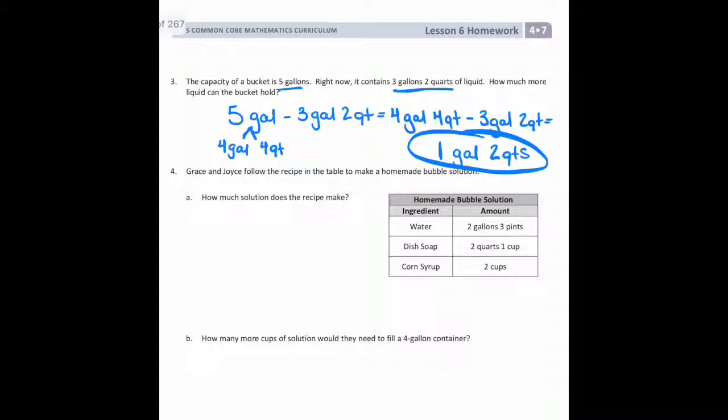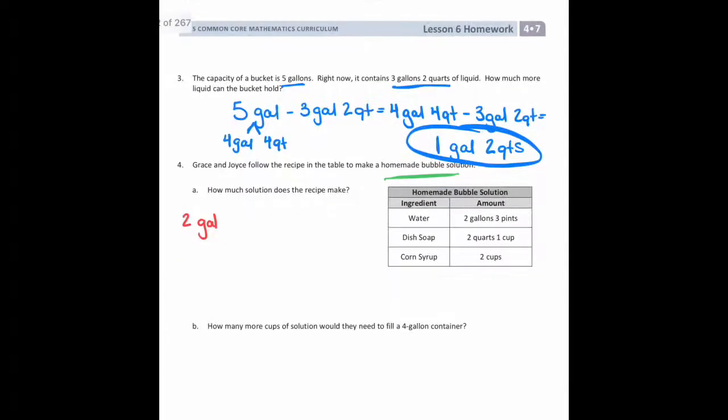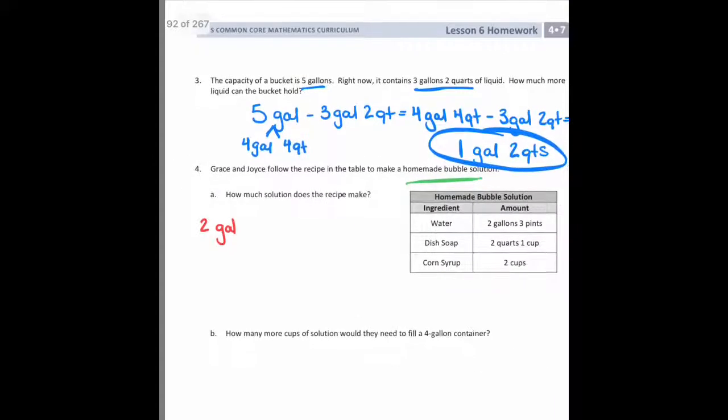All right, let's look at number 4. Grace and Joyce follow the recipe in the table to make homemade bubble solution. How much solution does this recipe make? Well, this is going to take me a little bit, but we want to add up all those amounts, but we have a bunch of different measurements, so let's see what we can do. We have 2 gallons and 3 pints. We have 2 quarts and 1 cup.